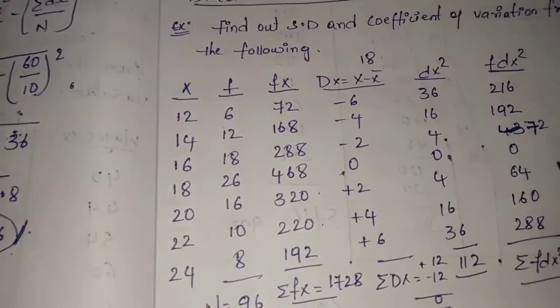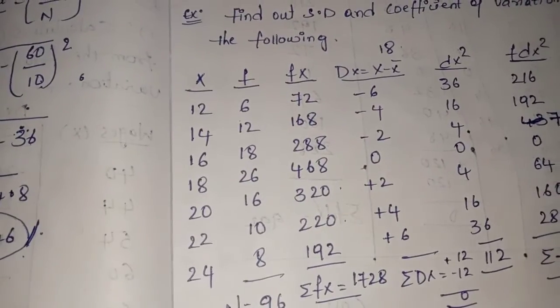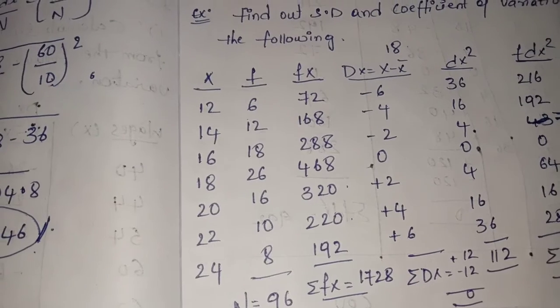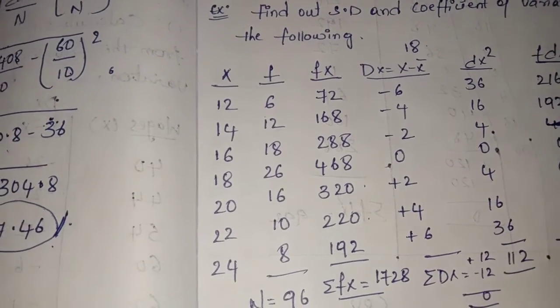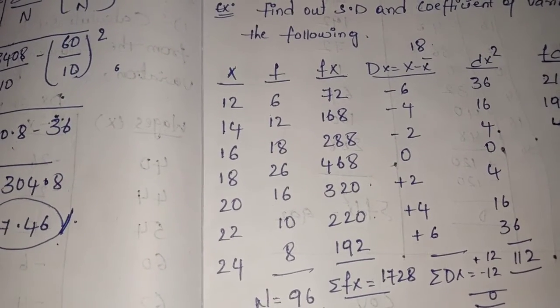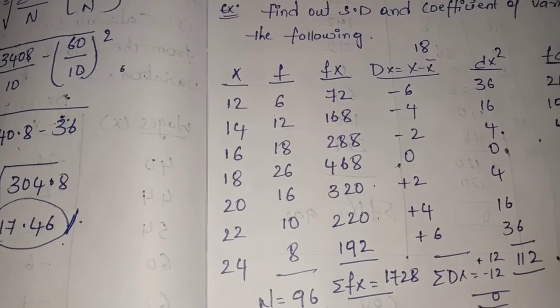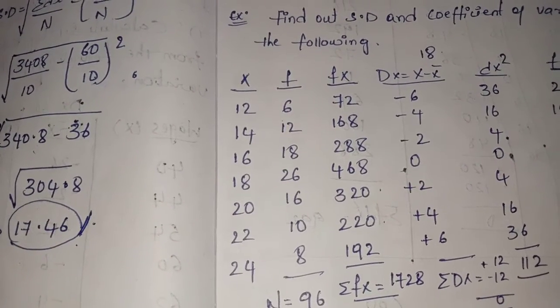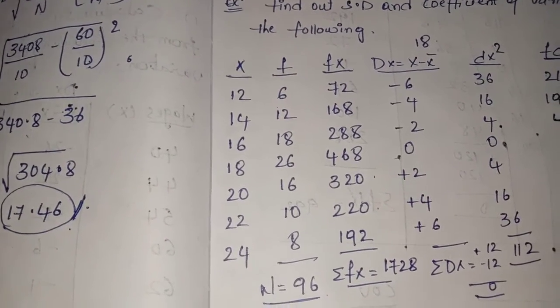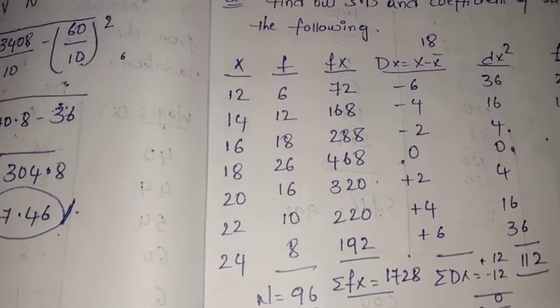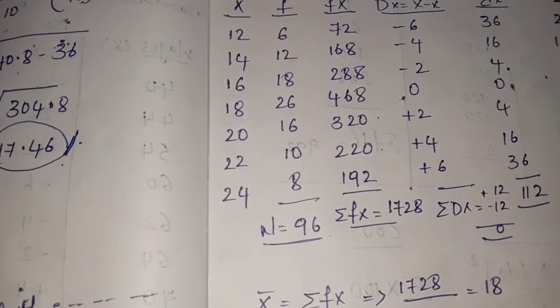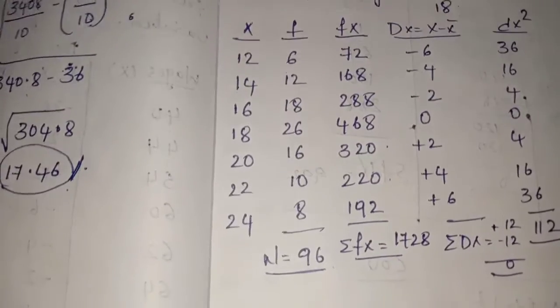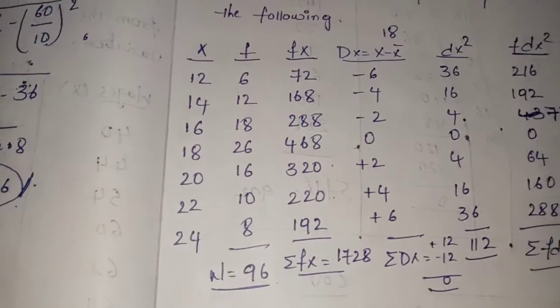12 into 6 you will get 72. 14 into 12, 168. 16 into 8, 288. 18 into 26 you will get 468. 20 into 16, 320. 22 into 10, 220. 24 into 8 you will get 192. And the total of f value you will get 96, and the total of fx you will get 1728.